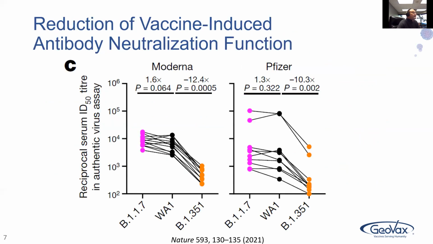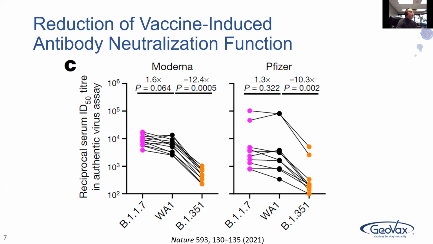This, in fact, has been shown to happen. Here I'm showing you the neutralizing titers that were induced by both the Moderna and Pfizer vaccine against an early variant, the alpha variant, B.1.1.7, which holds up pretty well against the Washington variant. But then by the time we get to the beta variant, which is the B.1.351 South African variant, you can see that we're seeing a diminution in the effectiveness of the neutralizing antibody responses. So this is a concern.